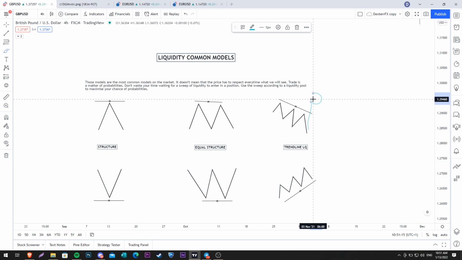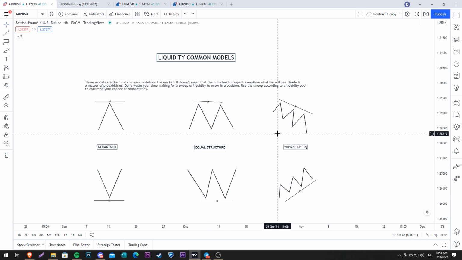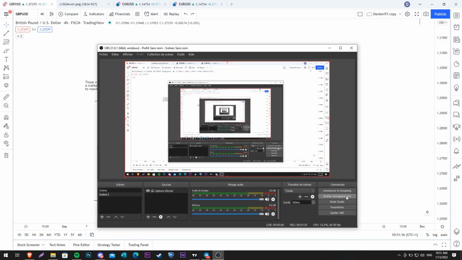Liquidity is very important in the market because this is everything, but you have to add the liquidity concept with the other concepts that I will show you. It will not work if you are using only that in the middle of nowhere. So now we know all of that, I will show you what is buy side liquidity and what is sell side liquidity.